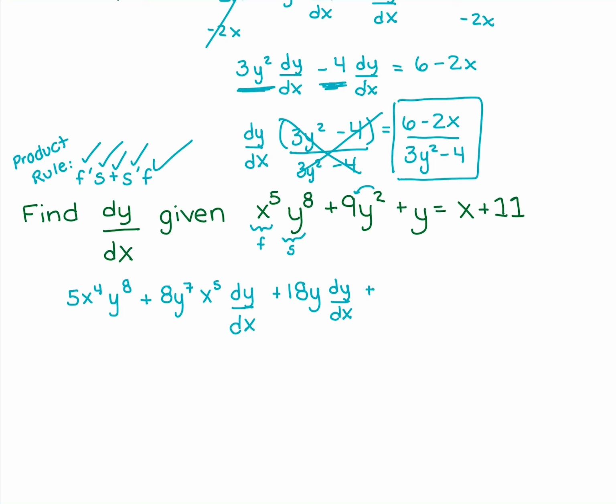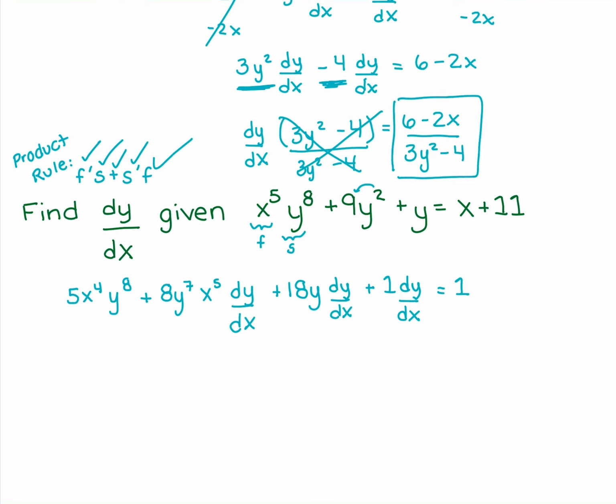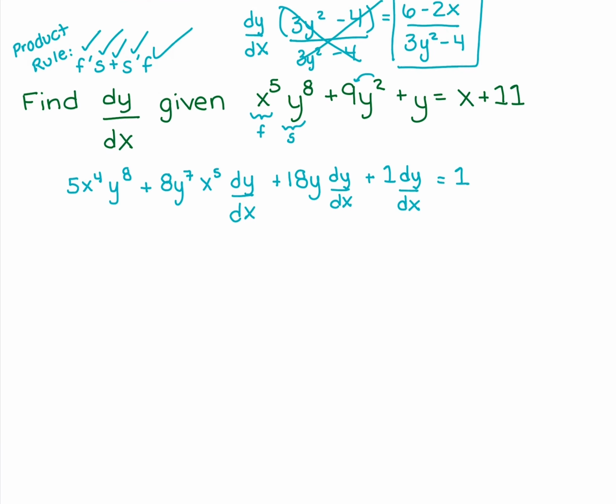Next piece, we have the derivative of 1y is 1 dy dx, equals the derivative of the right-hand side. Derivative of 1x is 1. Derivative of 11 is 0. It's a constant. So there's our derivative.